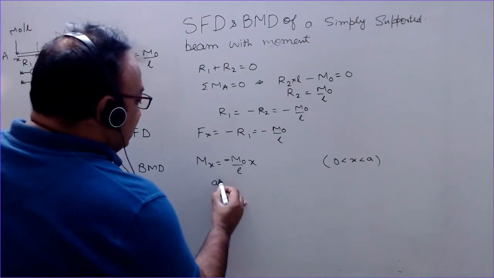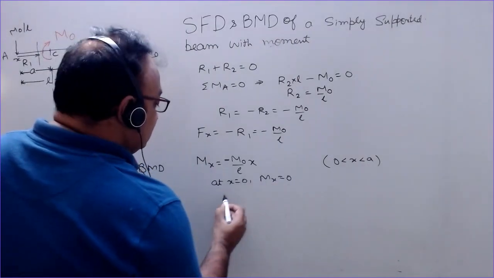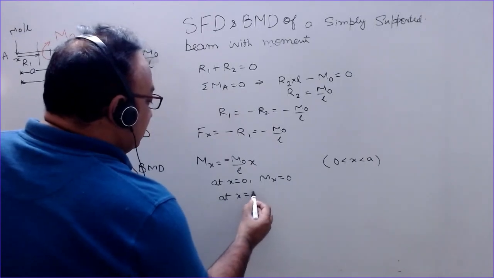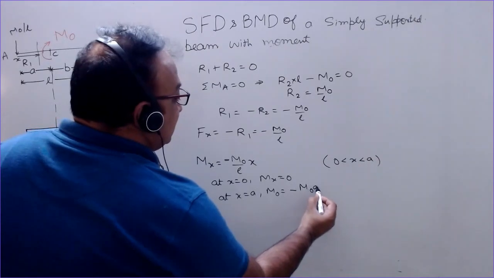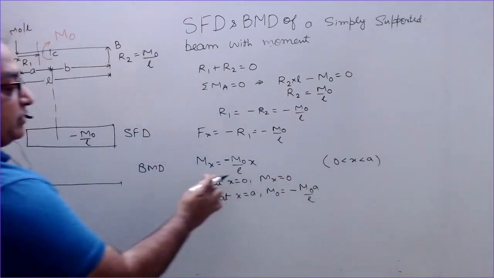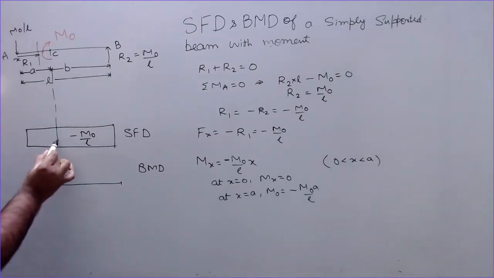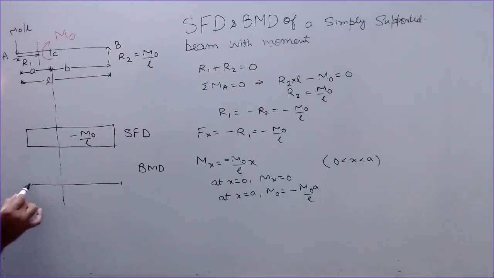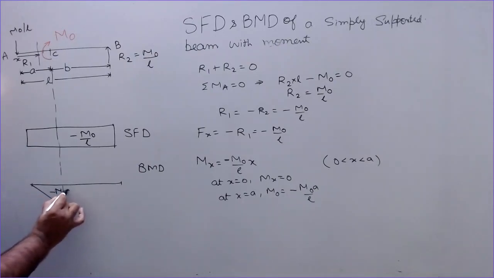So at x equal to 0, Mx is 0. At x equal to a, Mx is minus M0 a by L. And this is the equation of a straight line, y equal to mx, in the downward direction. So up to this point, a straight line, here it is minus M0 a by L.